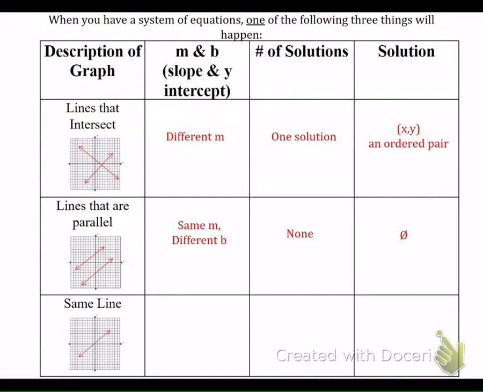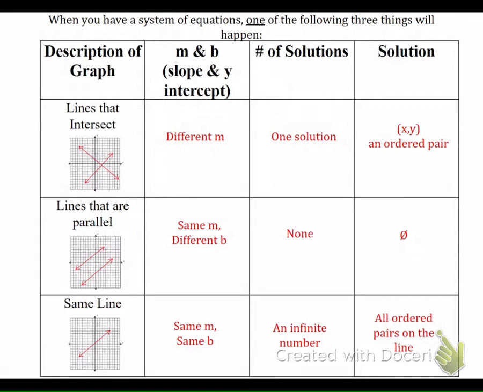Now, the third case is that you have the line and the same line right on top of itself. So if they have the same M and the same B, when you go to graph them, one line will just fall right on top of the other line. You have infinite numbers of solutions. All ordered pairs on the line would be solutions. You cannot say all real numbers because it's not like every single XY pair works, but all the solutions on the line. So all the ordered pairs that make one line true would make the other line true as well.